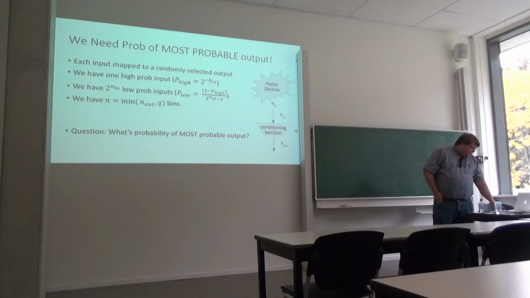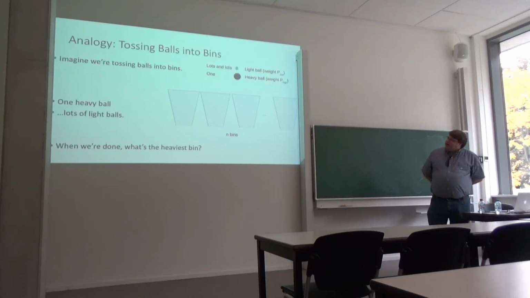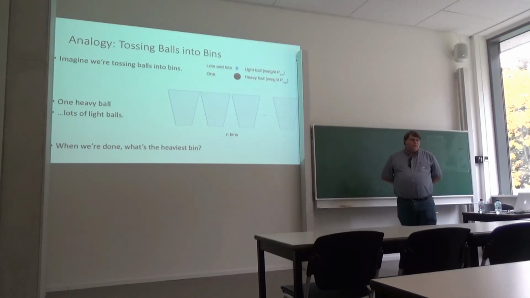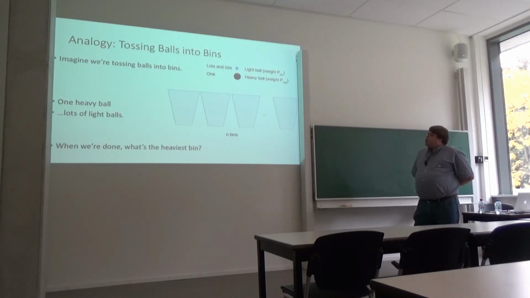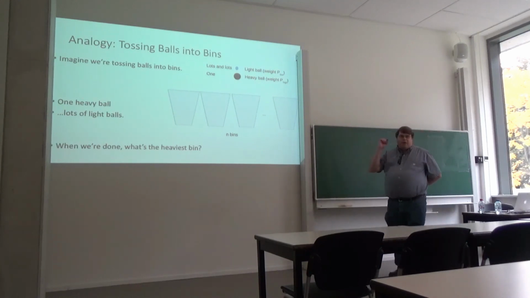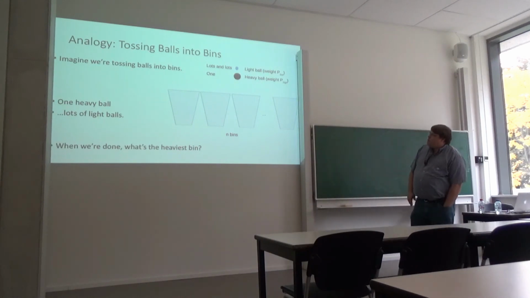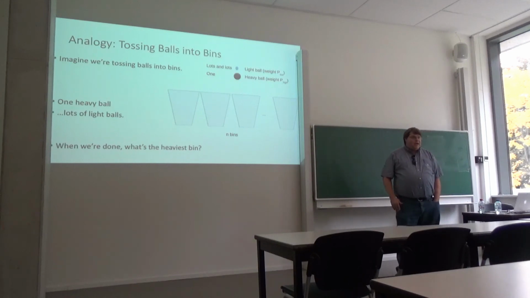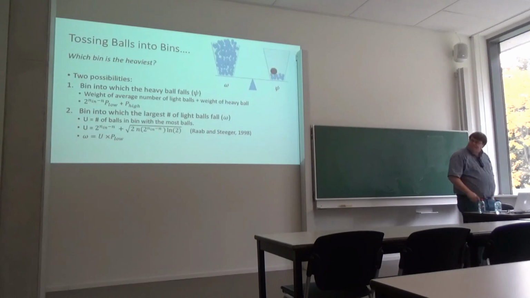It sounds kind of hard to think of this way. So there's this nice analogy. If you ever think about probability theory, you probably thought about tossing balls into bins. Imagine we have a huge number of little lightweight ping pong balls, and we've got one bowling ball. And we've got a bunch of random bins. We're going to toss them randomly into these bins. And what we want to know is, when we're done, which bin is the heaviest? You can visualize this. So how would we come up with an answer?